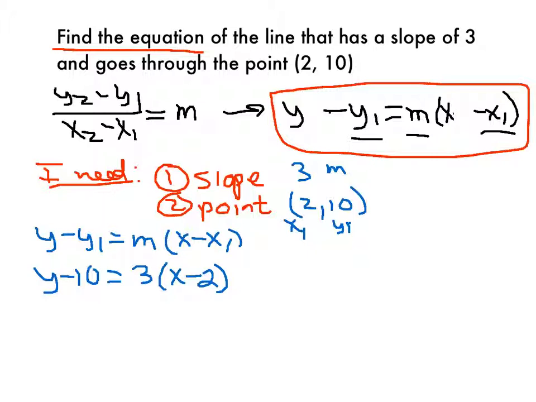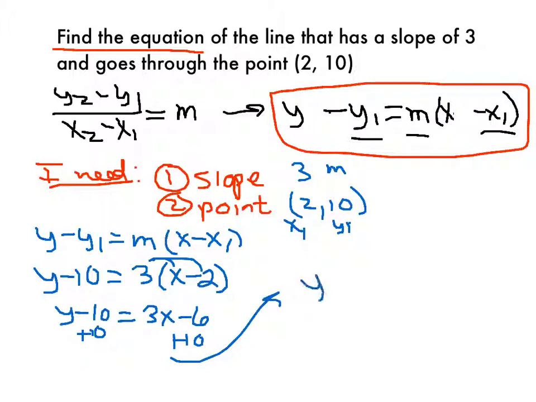And now, depending on how the problem is worded, you could leave it like this because technically this is an equation of a line with a slope of 3 that travels through the point (2, 10). But for the most part, you will be asked to simplify this into slope-intercept form, which means we solve for y. That isn't too hard: we just distribute the 3 and then add the 10. When we distribute the 3, we get 3x minus 6. And when we add the 10, we get y equal to 3x plus 4, because negative 6 plus 10 is 4.